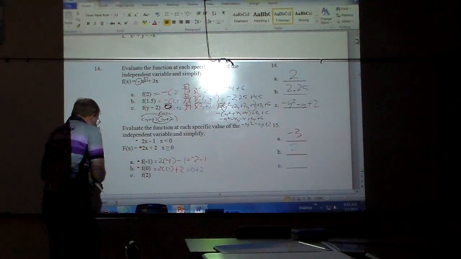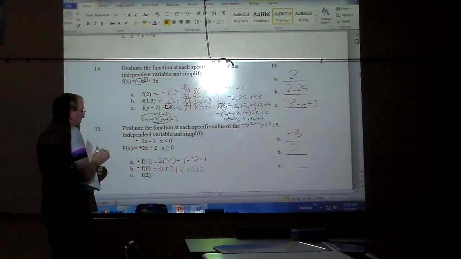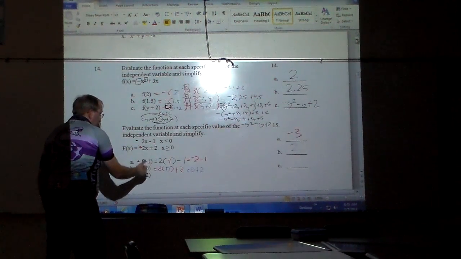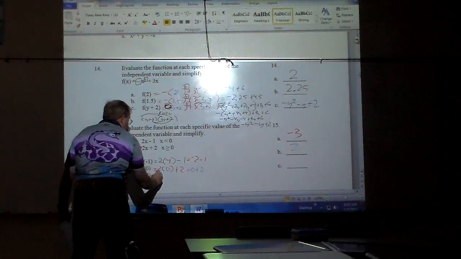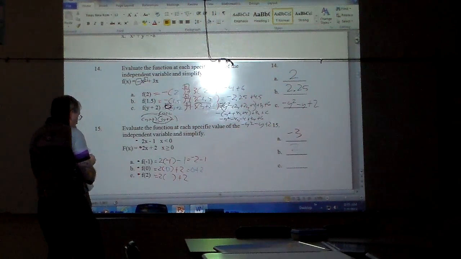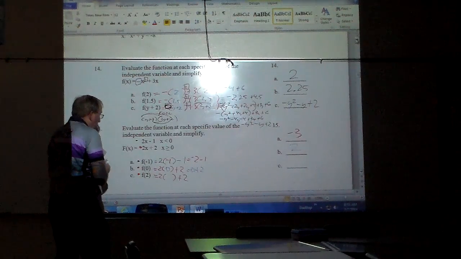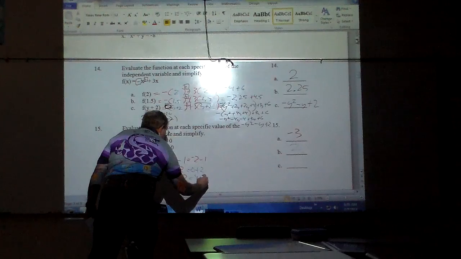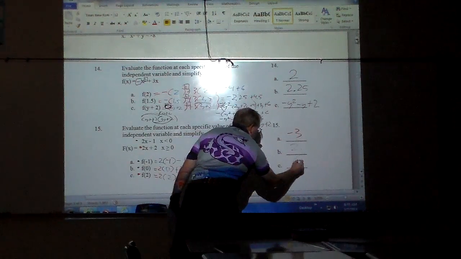And let's go back to right here. 2 is definitely greater than 0, so it's not the top one. So I'm going to use, once again, this function right here. I'm going to type it in just the same, only this time instead of the x, I will replace it with the number 2. And 2 times 2 is 4. 4 plus 2 makes 6.